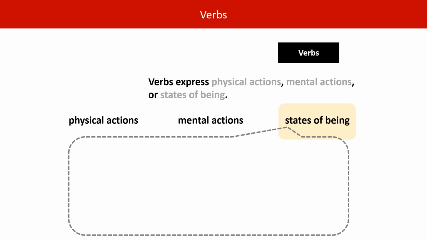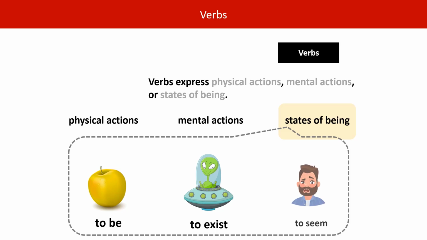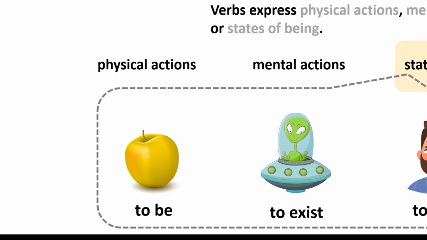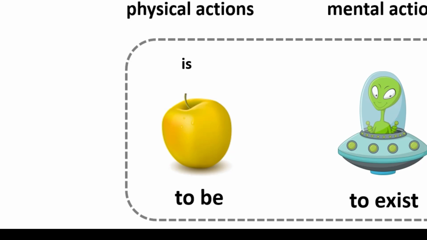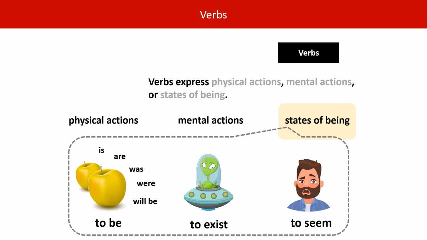States of being. This is more difficult. The verb to be. The verb to exist. The verb to seem. These are all states of being. For example, there is an apple, or there was an apple, or there will be an apple. It just tells us about the state of being. What if there were 2 apples? Then there are apples, there were apples, or there will be apples. It's just telling us that they are there, they are being.